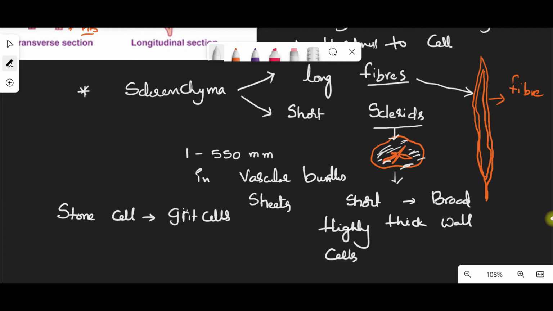So the term itself gives you an idea how hard they are. They are like a stone. Take the example of cashew nut, you all know that. The nut of the cashew fruit looks like this, and the outermost layer of this is very hard, and it is made up of sclerites. Not only that, most of the hard seeds, their seed coat, the wall of the seed, is made up of sclerites only. That is how they provide mechanical support to some of the important structures of the plant organs.